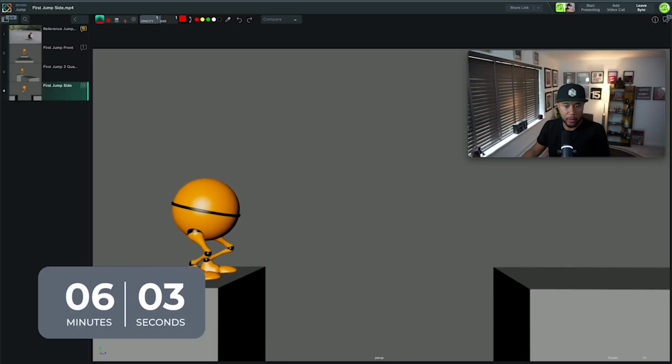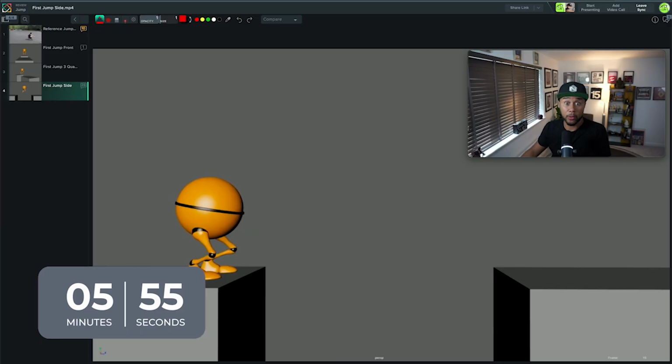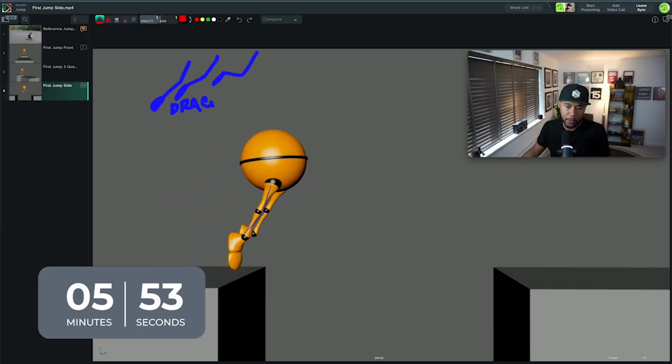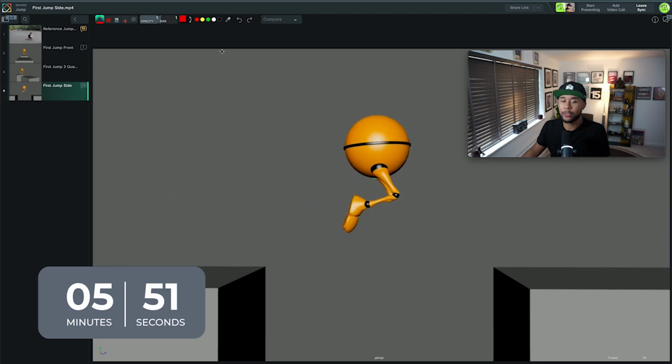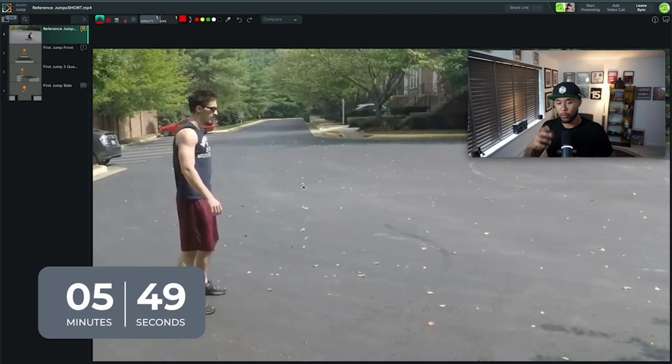So another thing that is very important is for you to not only look at the timing and how you go from this pose to this pose, but also how you displace forward before you do the big jump, right? Now, before I go any further, I have to tell you something that I think about your reference. You're not making the most out of the reference.